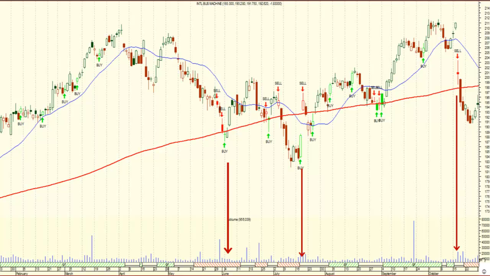So, if you are not so aggressive, play with the ribbon. No shorts with a green ribbon or bullish bias, and no longs with a red ribbon or bearish bias.